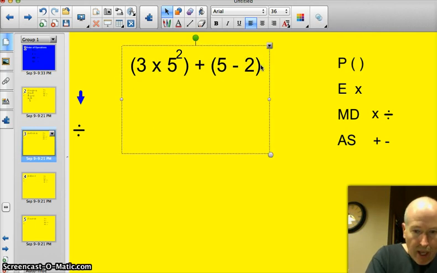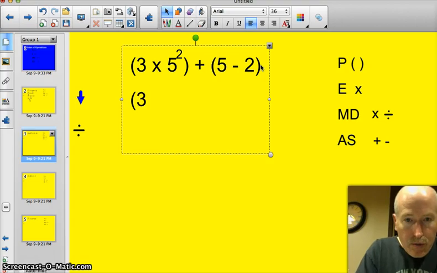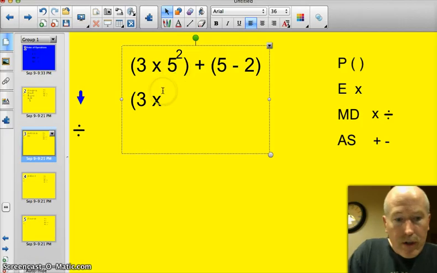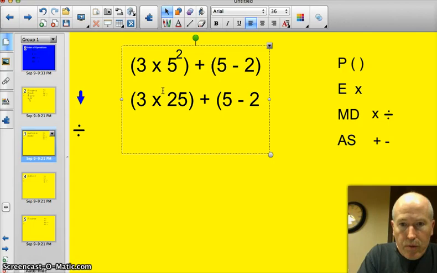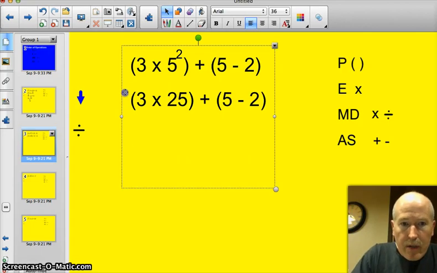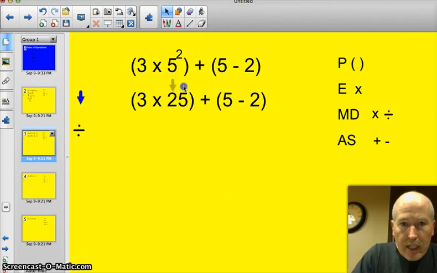So we still have, in parentheses, 3 times, now 5 squared here is 25, so I'm going to change that exponent, and I just copy everything else. Plus quantity 5 minus 2, and put the parentheses back in. All right, so the first thing I did was I solved that exponent right there.